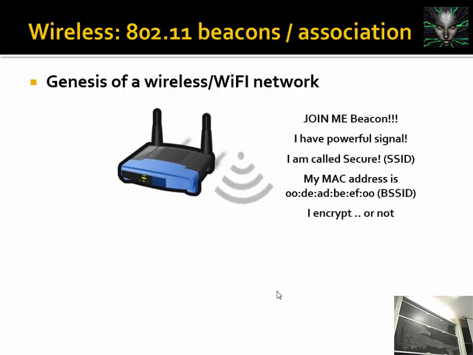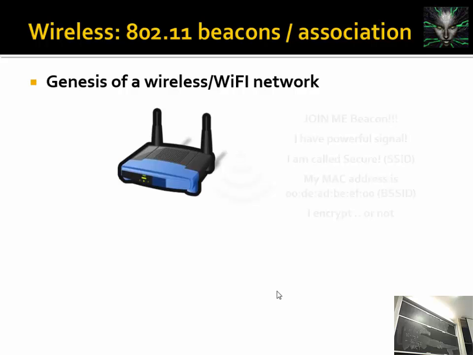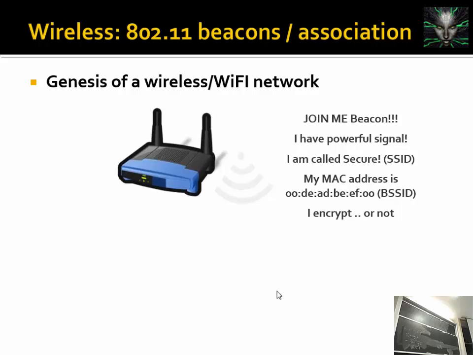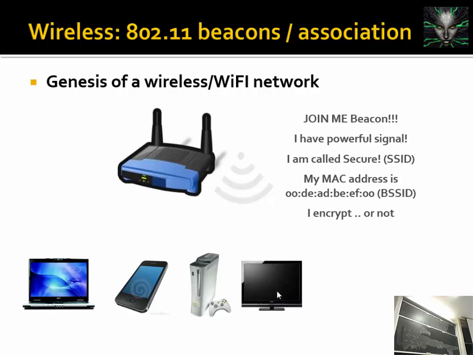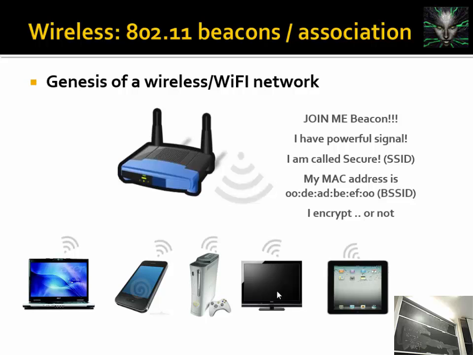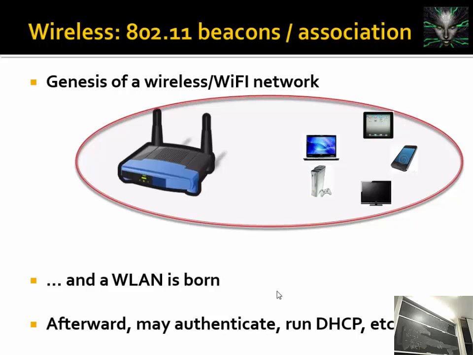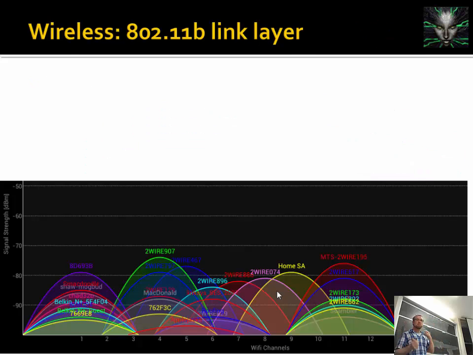Anyway, you set up this beacon, and here's the MAC address of that router. MAC address, remember? Unique identifier of a network card. And some information: do I encrypt or not? And then these devices are all like, oh yeah, that sounds great, let's join up, I want to associate. And boom, you have a wireless LAN. This is your basic service set here. And then once they've joined, you can start to authenticate and do all these different things you want to do, give them IP addresses through DHCP, and so on.